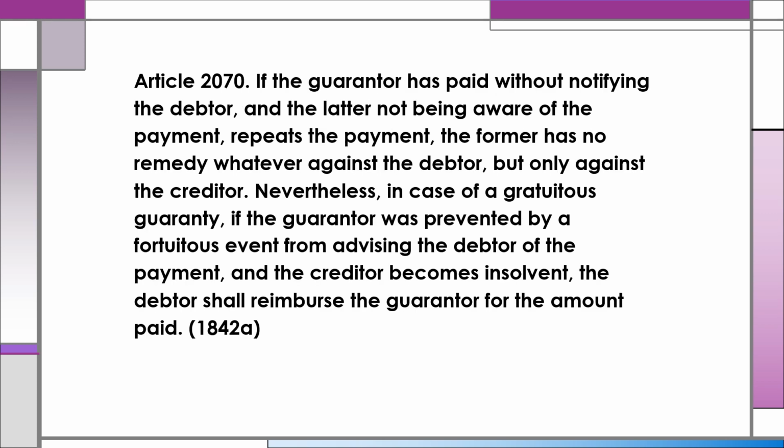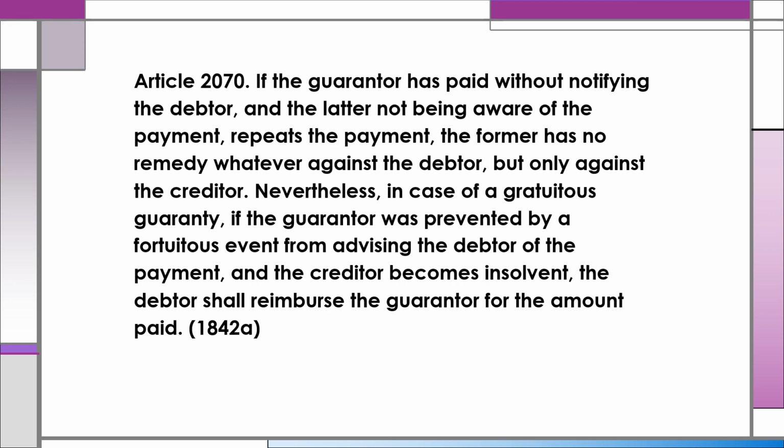Article 2070. If the guarantor has paid without notifying the debtor, and the latter, not being aware of the payment, repeats the payment, the former has no remedy whatever against the debtor, but only against the creditor. Nevertheless, in case of a gratuitous guarantee, if the guarantor was prevented by a fortuitous event from advising the debtor of the payment, and the creditor becomes insolvent, the debtor shall reimburse the guarantor for the amount paid.